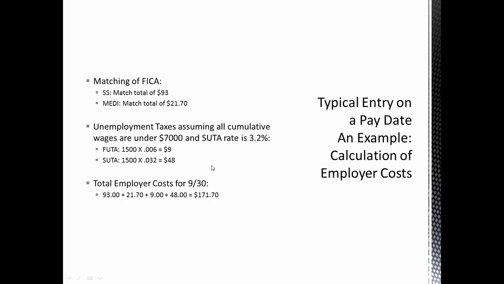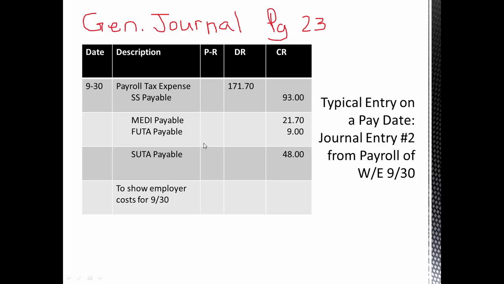So now we have the $93, the $21.70, the $9, and the $48 added together is $171.70. This is our total employer cost that's going to come out of the employer's pocket. Now we have to make a journal entry for that. The journal entry is going to be dated the same date. I've got the whole month in here because I'm just showing you one journal entry, but this would normally have been in the general journal right under the previous journal entry, so typically we would have only had the 30 there. We're going to debit payroll tax expense for $171.70.